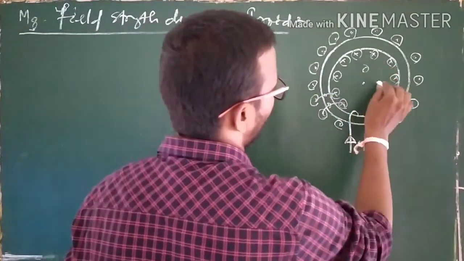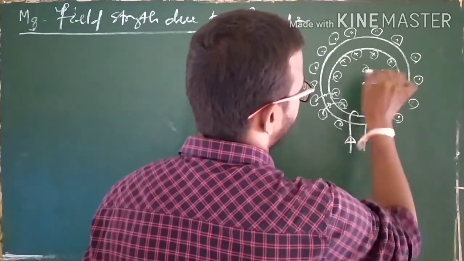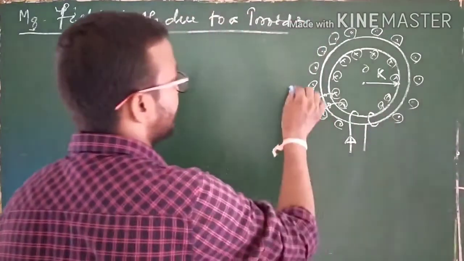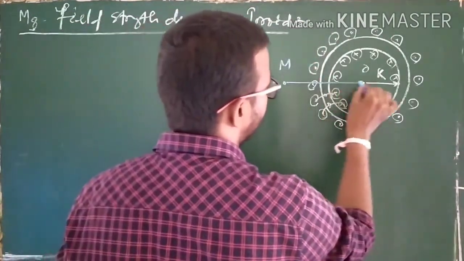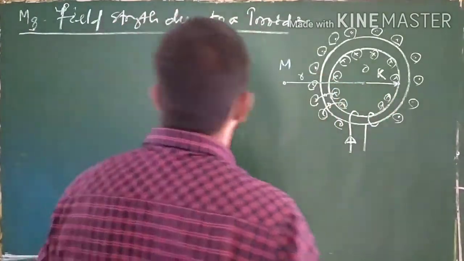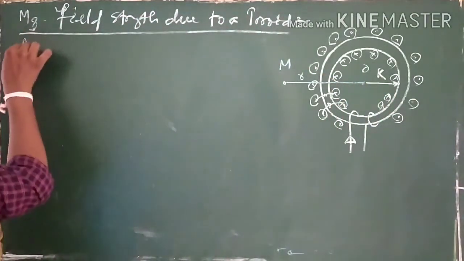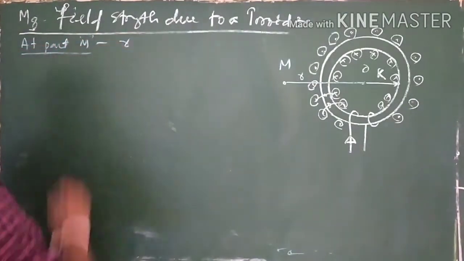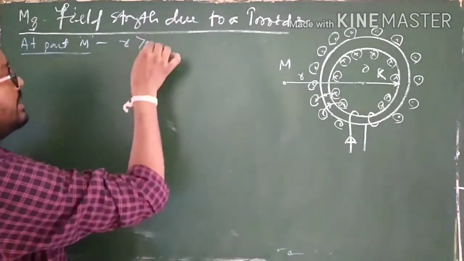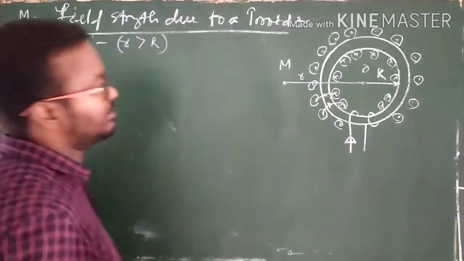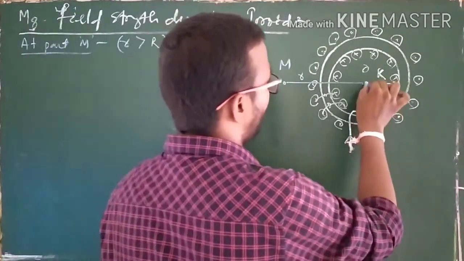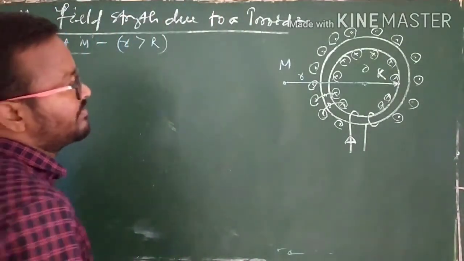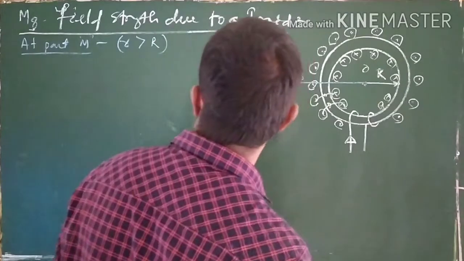Suppose we have to find the magnetic field strength. This is the center point O, and this distance R is the radius of the solenoid. Now we have to find the magnetic field strength at point M at a distance r from the center. So at point M of the toroid, small r is very much greater than capital R. What is small r? Small r means the distance from point O to point M, where we have to find the magnetic field strength. And what is capital R? R means the radius of the toroid.